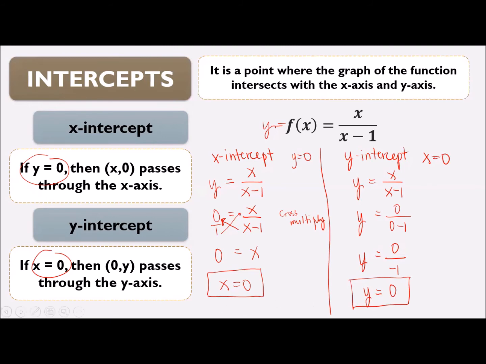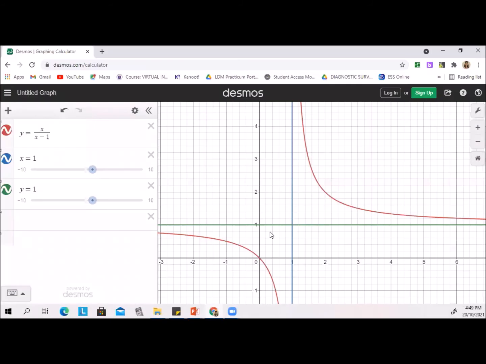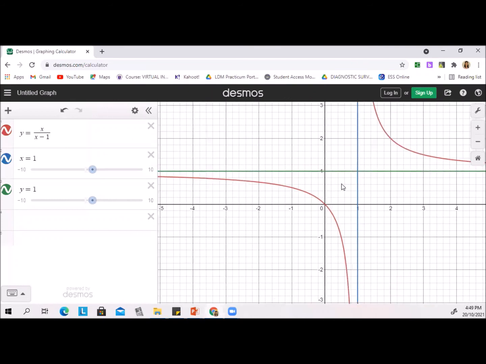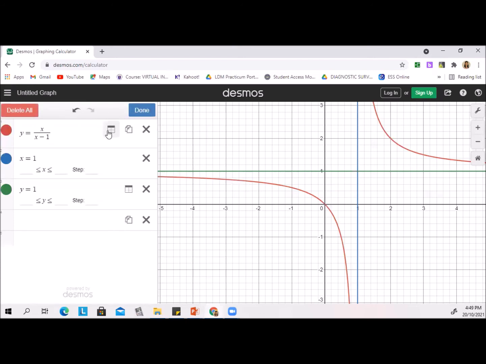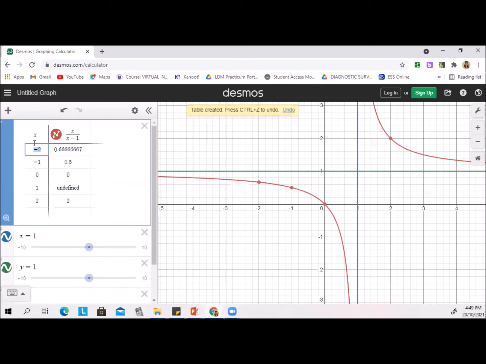Kung babalikan natin yung Desmos natin kanina, yung mismong graph, saan ba tumama yung ating graph, itong red na to, sa x and y axis? Tumama siya dito mismo sa ating origin. Kaya, yan ang ating x and y-intercept. X is equal to 0 and y is equal to 0. Kung gusto nyo ma-verify pa, pindutin nyo lang itong edit list, tapos itong convert to table, para makita nyo, ito yung value ng x, diba? 0. Tapos itong sa y, yun yung mismong function, 0. So, yan ang ating x and y intercepts.